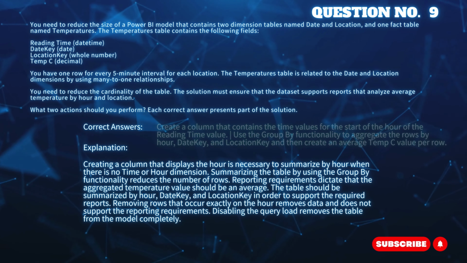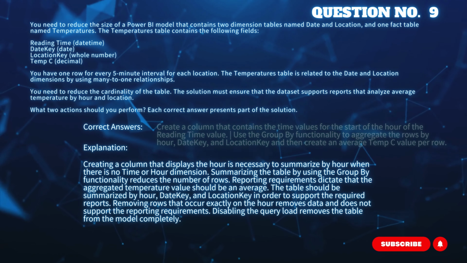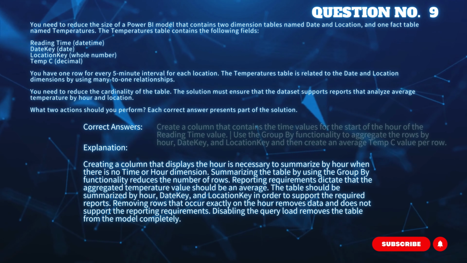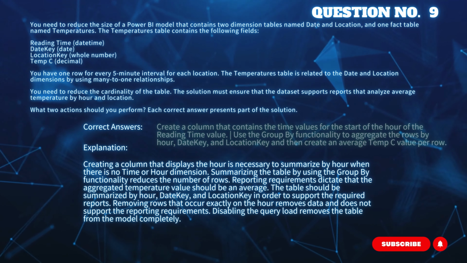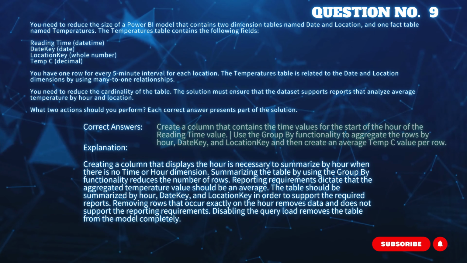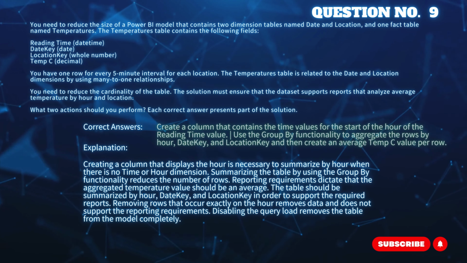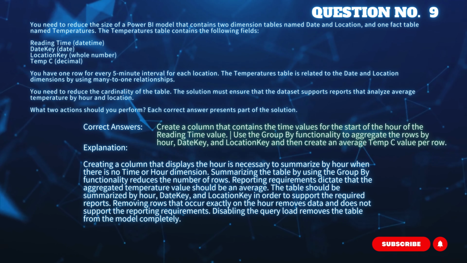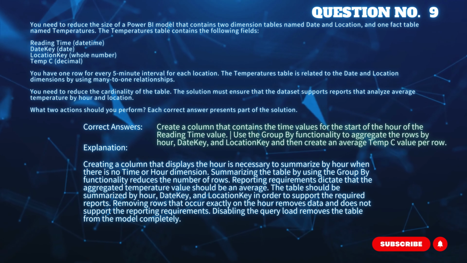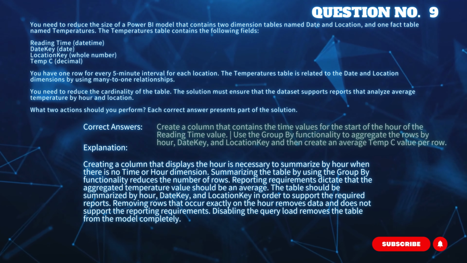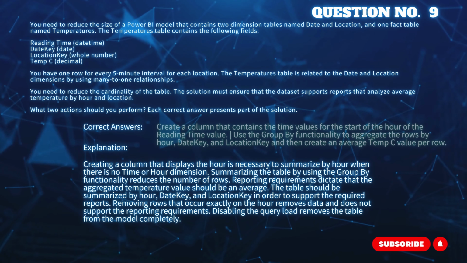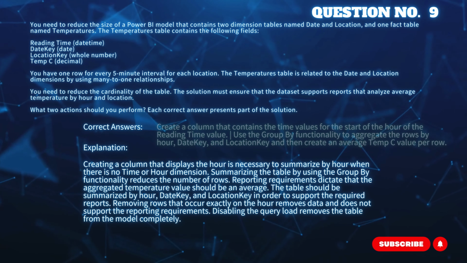Correct answers: create a column that contains the time values for the start of the hour of the reading time value. Use the group by functionality to aggregate the rows by hour, date key, and location key and then create an average temp C value per row. Explanation: creating a column that displays the hour is necessary to summarize by hour when there is no time or hour dimension. Summarizing the table by using the group by functionality reduces the number of rows.